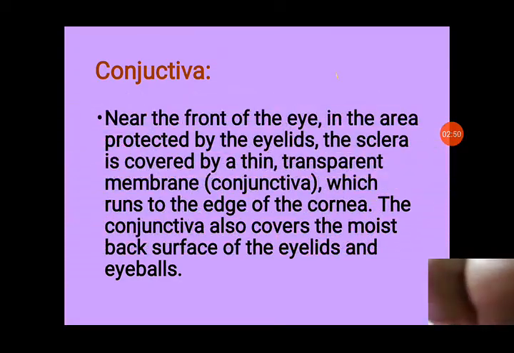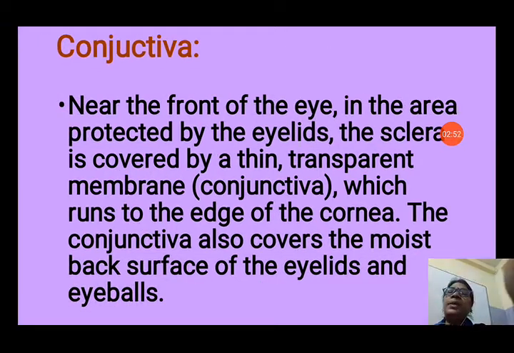Now, next is conjunctiva. Near the front of the eye, in the area protected by the eyelids, the sclera is covered by a thin transparent membrane, the conjunctiva, which runs to the edge of the cornea. The conjunctiva also covers the moist back surface of the eyelids and eyeballs. Whenever we get infection, we know the disease conjunctivitis. It gets infected and we get an eye problem.